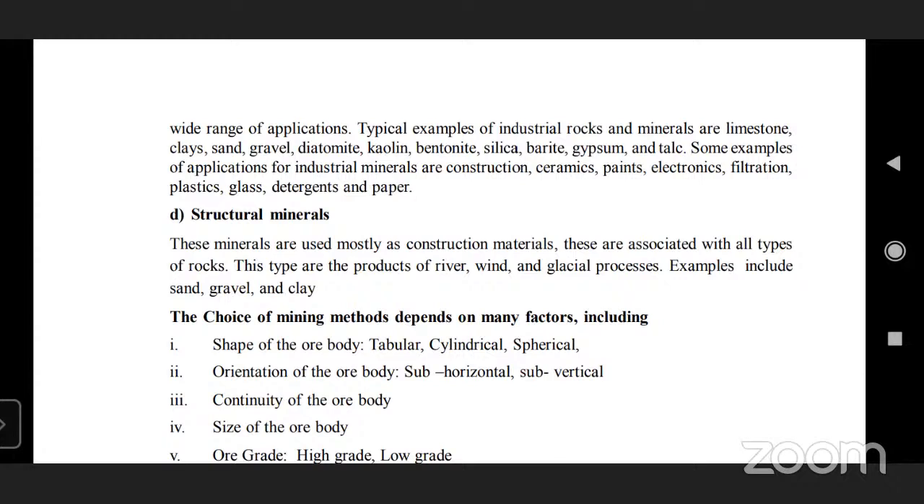And now structural minerals. These minerals are used mostly as construction materials. These are associated with all types of rocks.